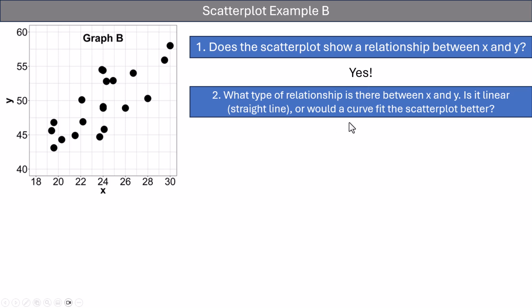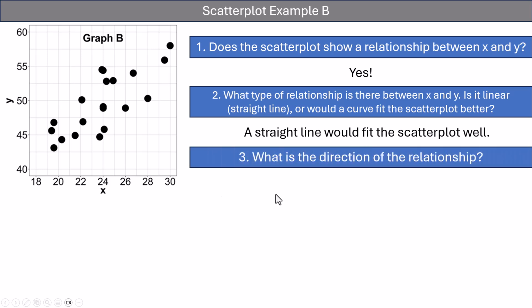Number 2 says, what type of relationship is there between the two variables? And is it linear, or would a curve fit the scatter plot better? Well, in this case, a straight line does seem to fit those dots pretty well, right? If we drew a straight line through this, it wouldn't go through all the dots, but it is following the pattern of the dots. So we would say, yes, a straight line would fit the scatter plot well, or we could say this is what we call a linear relationship.